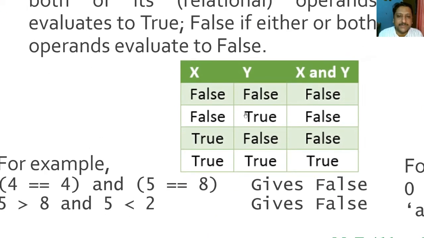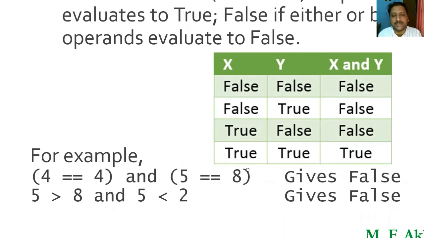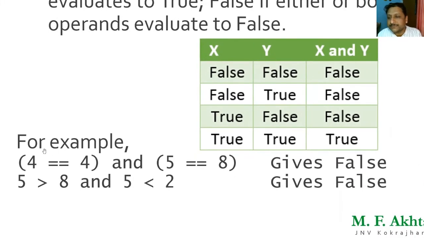See here, false false gives false, false true gives false, true false gives false. If any value or both values are false, then it will give you the result false. It will give you a true value only when both relational expressions are true. See the example here. For example, 4 equals 4 and 5 equals 8. Here the first expression is true but the second expression is false, so the result is false. Here 5 is greater than 8 and 5 is less than 2, both are false, so again it will give you false. If both are true, then only it will give you true.